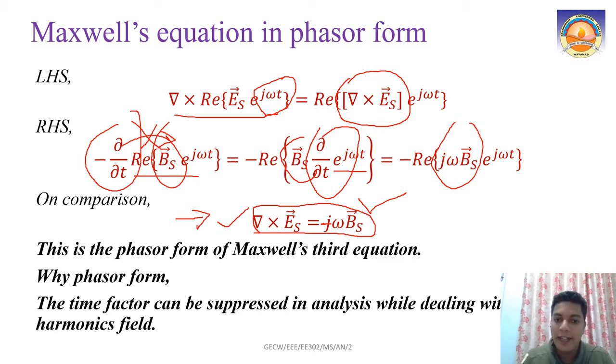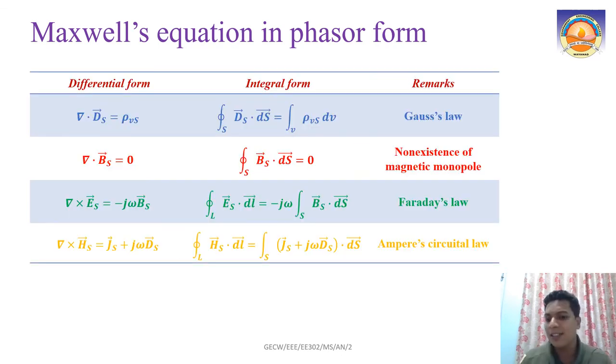So our Maxwell's third equation in phasor form is what? Del cross Es equal to minus j omega bs. Clear? That is the phasor form. That is our derivation of the phasor form. Okay. All other things you can try for yourself how to derive it. Okay, there will not be much changes. Like del dot d equal to rho v is our first Maxwell's equation.